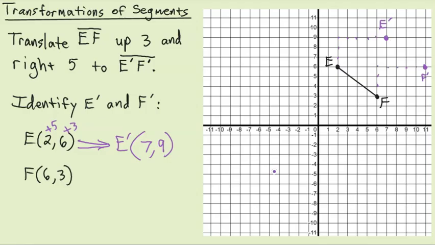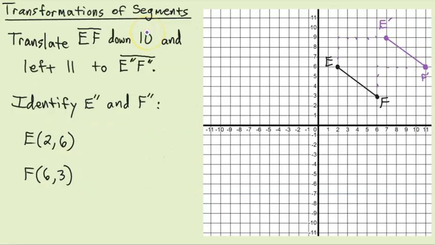Let's make sure. We know we're going to add 3 because we're going up 3. Add 3 to the y right here, and then add 5 to the x right here because we're going to the right 5. And sure enough, our F prime winds up at 6 plus 5 is 11, 3 plus 3 is 6, and that's our F prime. Now, don't forget, step 2, draw a segment between them, and there we go. Draw a segment between them, and there's your translation, your translated EF. Okay, let's do maybe one more example.